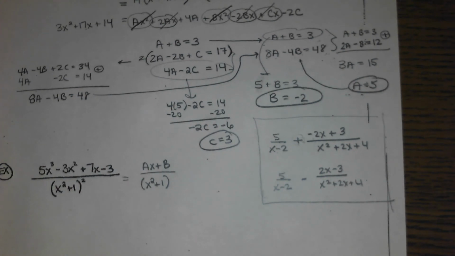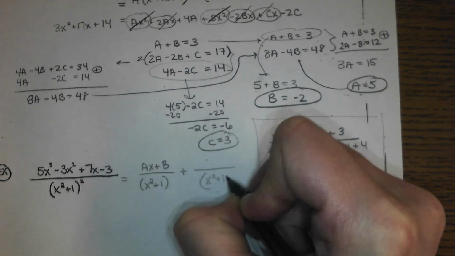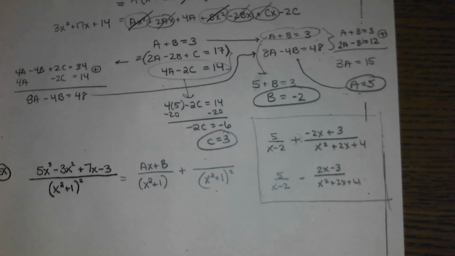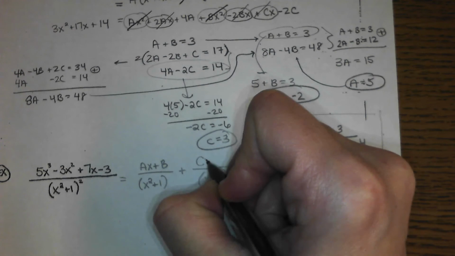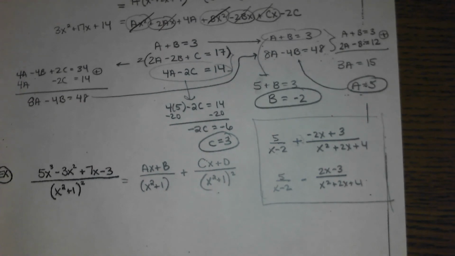So because that's a quadratic factor, the numerator has to be linear in nature. And then we work our way up to the denominator being x squared plus 1 squared, which is still a quadratic factor, so we need a linear structure up top, so we're just going to hit c and d. Cx plus d. So same idea, it just gets a little more complicated because it's binomials up top instead of just a, b, and c.